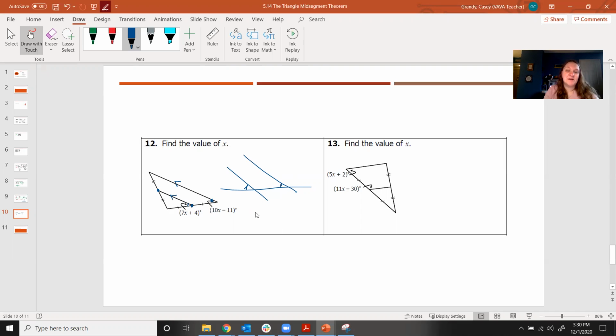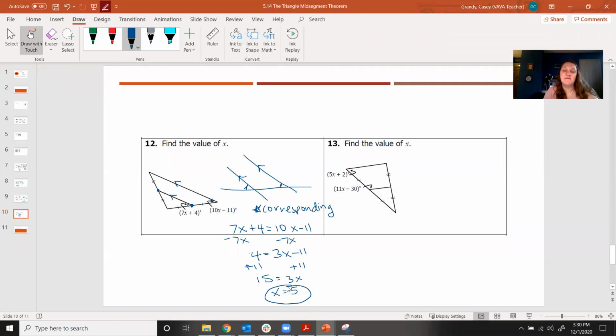These angles are corresponding. And if you weren't sure about that, I highly recommend going back and reviewing the angle relationships with parallel lines. The corresponding angles theorem says that if the lines are parallel, then the corresponding angles are congruent. So I can say that 7x plus 4 equals 10x minus 11. And now we'll solve for x. X equals 5.